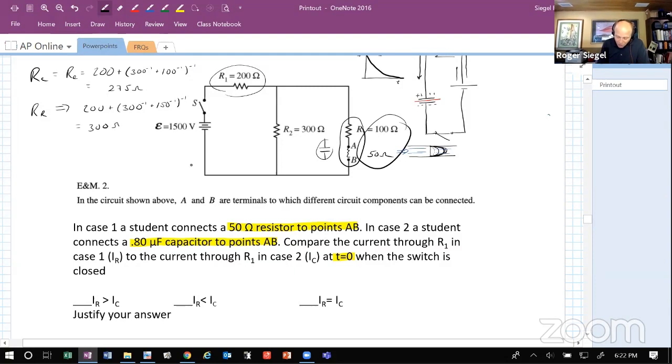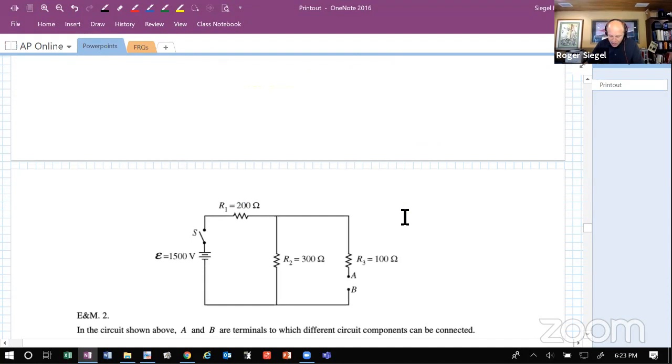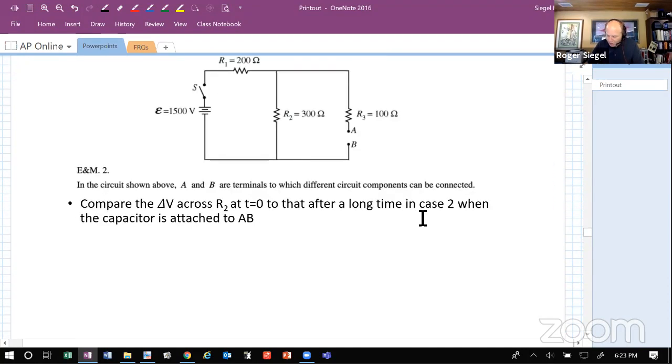So the answer to the question: the current through R1 in the main branch varies inversely with the resistance. The higher the resistance, the less the current. So when we put the resistor in here, we have less current. That means I_R is less than I_C with the capacitor. In this case, adding a resistor in series reduces the overall current in the circuit. Now let's look at the next iteration of this. This one's a little bit more complex, and we've got to appreciate it for that.